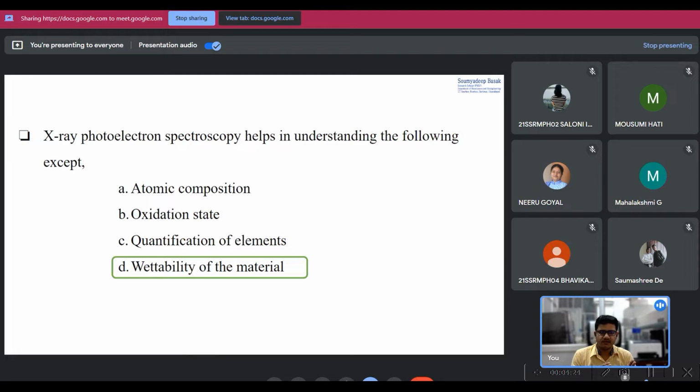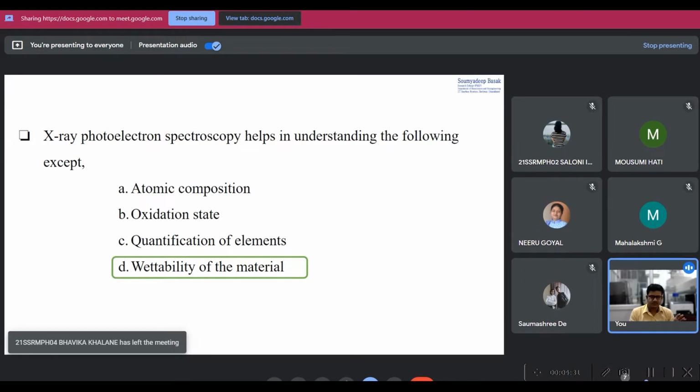Weightability of the material, what we have done, we have used goniometers, right, for contact angle measurement. So that is done through goniometers and contact angle analysis. Weightability of the material, not through XPS. See, the except option is there. Very carefully you have to study the questions first, what it is asking. It is asking for the option that is not correct, right? So very carefully. Okay. All right.